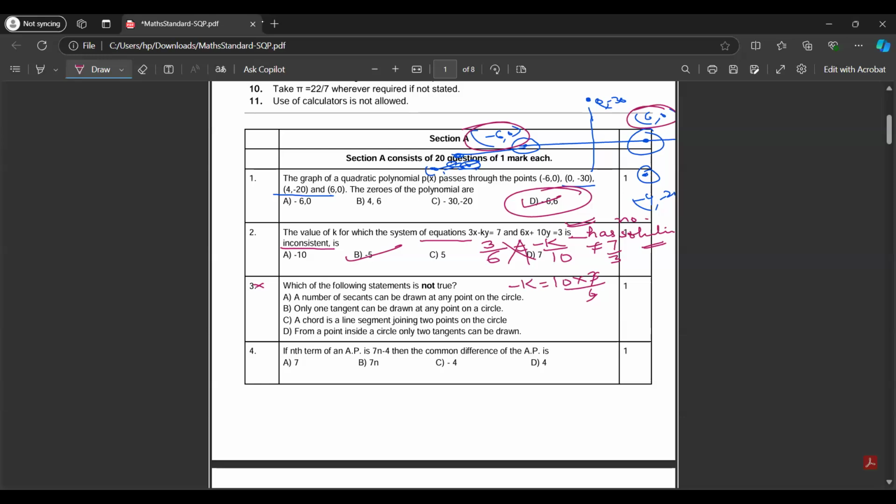So here the nth term of an AP is this. Put the value of n as 1. So the first term will be 7 minus 4, 3. And the second term will be 7 into 2, 14 minus 4, 10. Then your common difference D will be A2 minus A1. So 10 minus 3, it will be 7. So this 7 will be the answer. Clear, children?